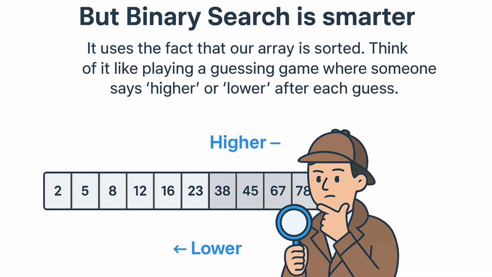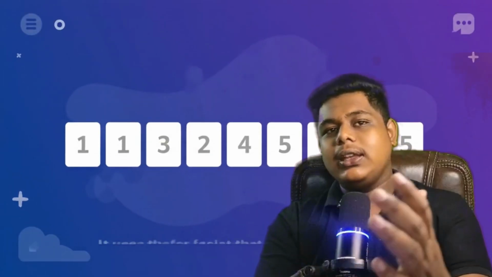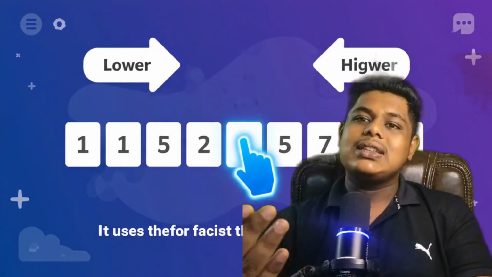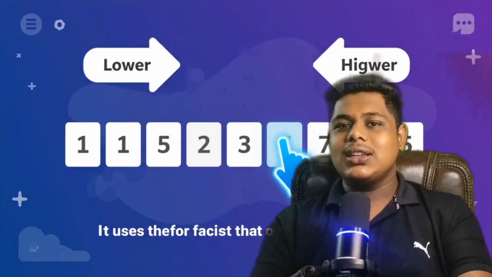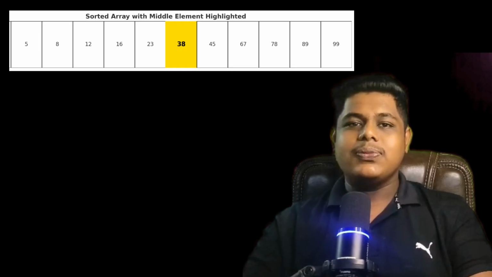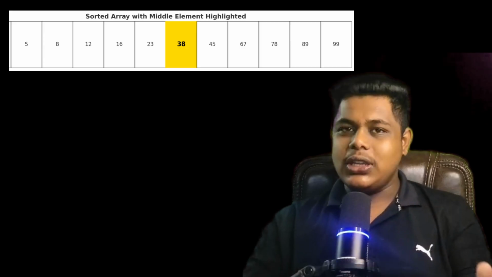But binary search is smarter. It uses the fact that our array is already sorted. Think of it like playing a guessing game where someone says higher or lower after each guess. That simplifies the process. Here is how it actually works.